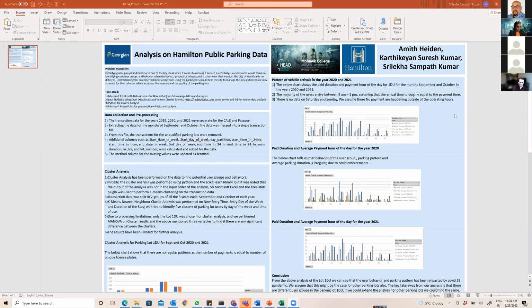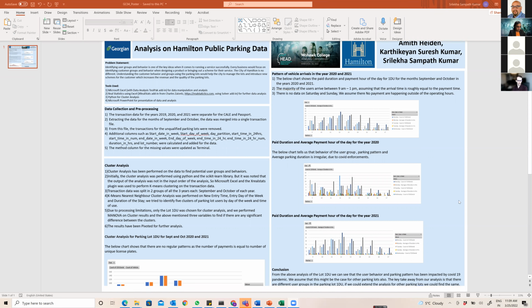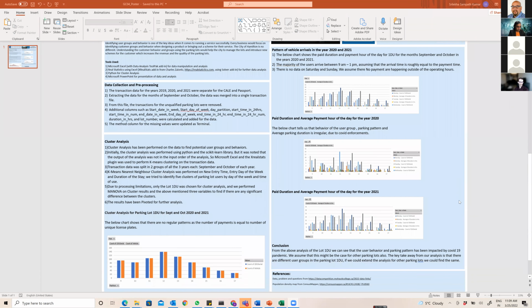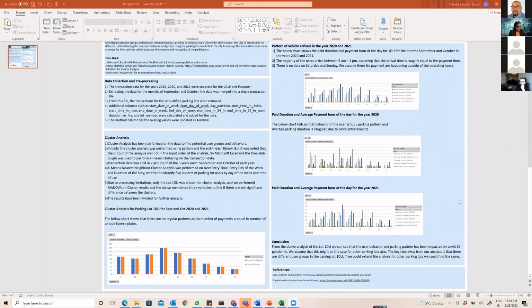Thank you, Shileka. I'm Amit here. I will be starting with the cluster analysis. We perform the cluster analysis to find the potential user groups and behaviors. Initially, we started the cluster analysis with Python, but the input order and the output order were different, so we were not able to match the cluster output to the transactions. So we tried finding the clusters using RealStats in Excel.